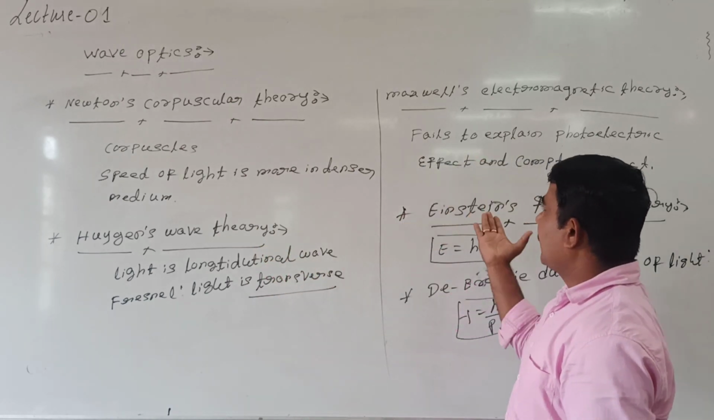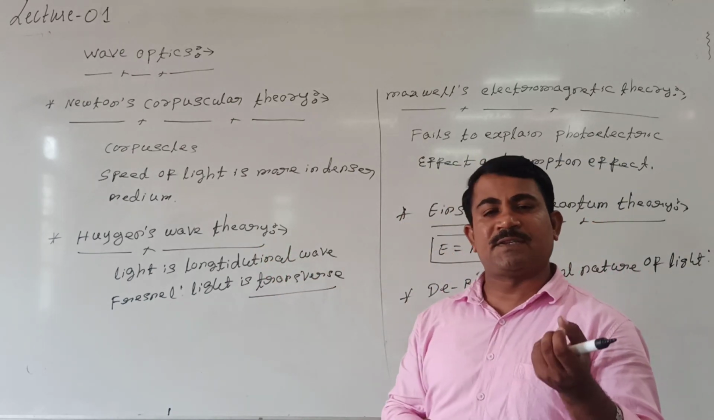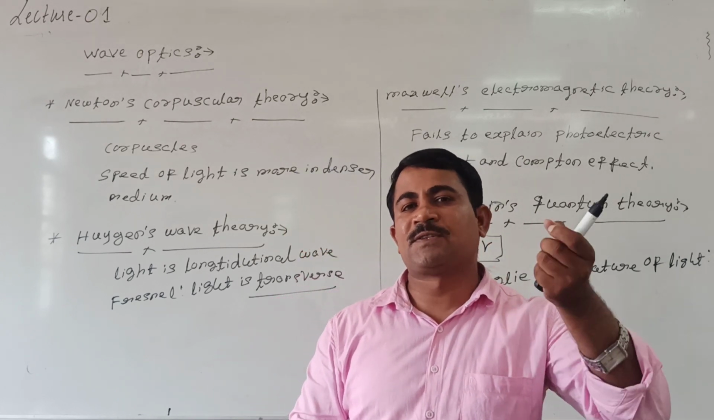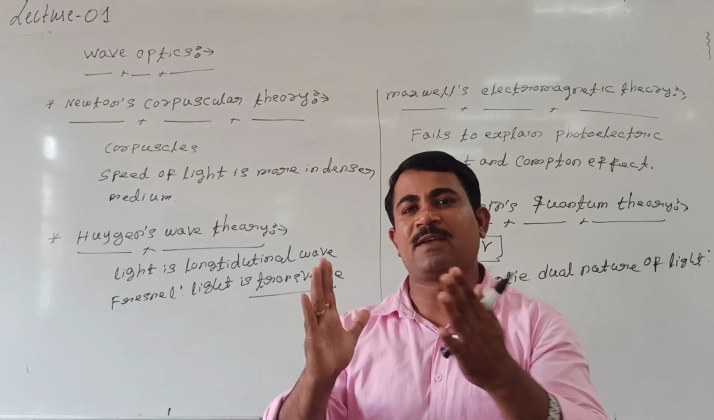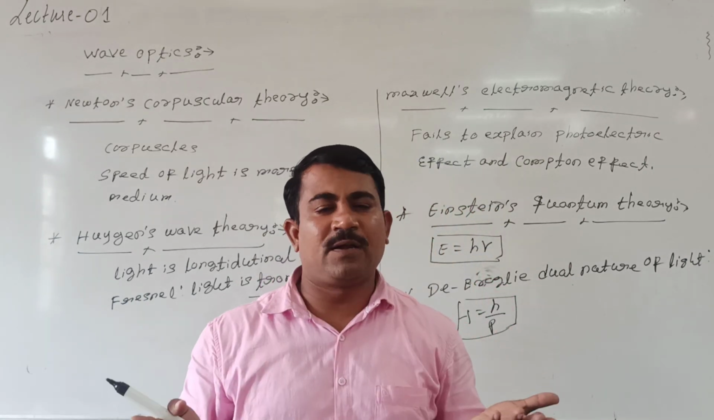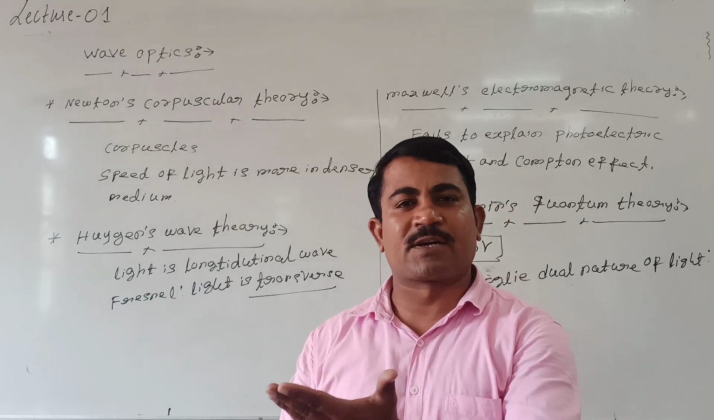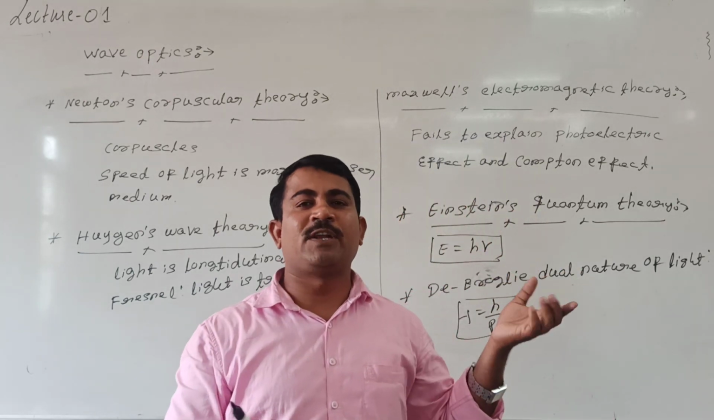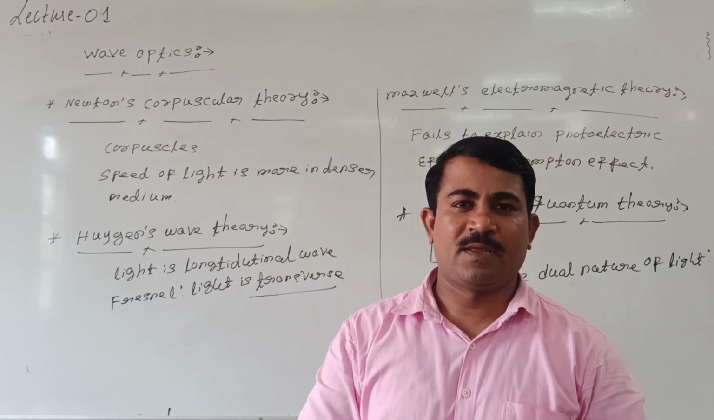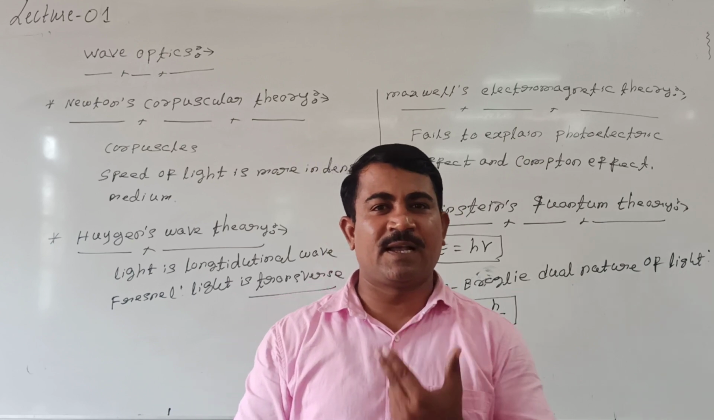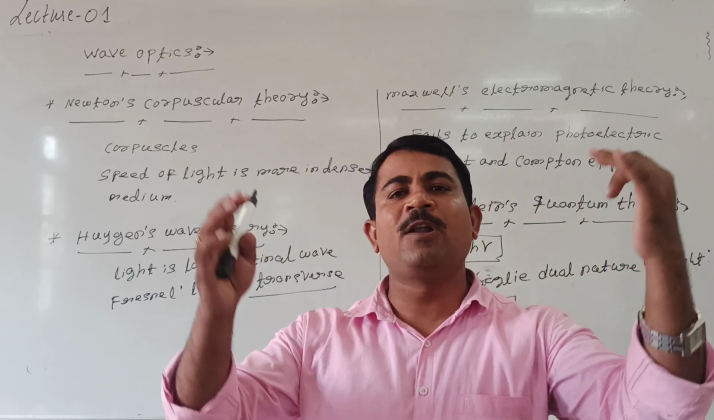Then Maxwell came and said that light is an electromagnetic wave and travels in the form of a wave, which consists of time-varying electric and magnetic fields perpendicular to each other. But again, Maxwell was unable to explain the photoelectric effect and the Compton effect. Later on, Einstein came and explained only the particle nature of light. De Broglie explained the dual nature of light. But we cannot obtain a single theory that explains all properties of light.